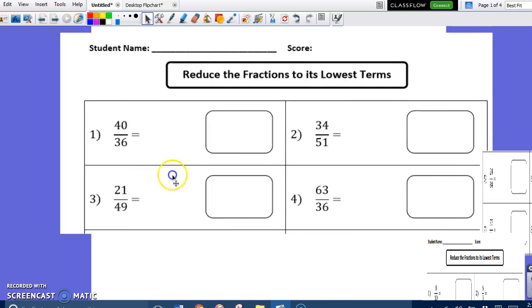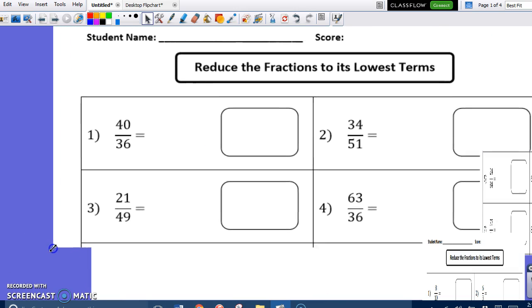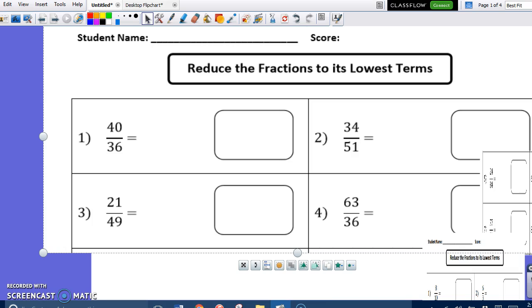So notice that these fractions are much larger than the ones I just had, okay? But the method is exactly the same, okay? 40 over 36. What's different about this? It's top heavy. Remember, anytime it's top heavy, the method that I show you in class is to change it into a mixed number first.